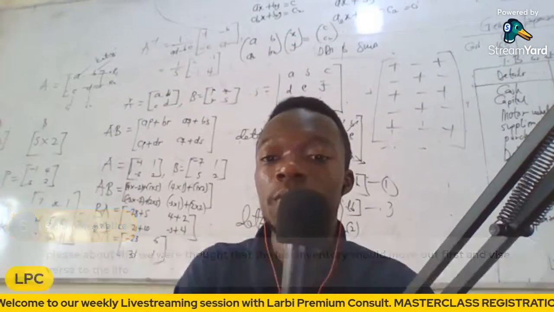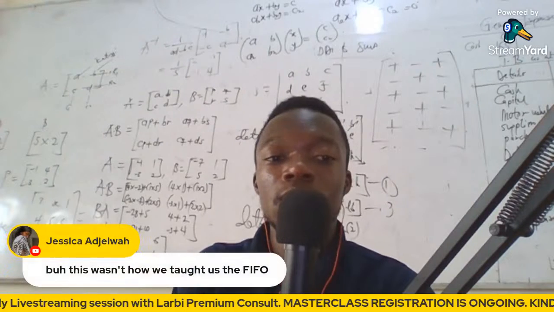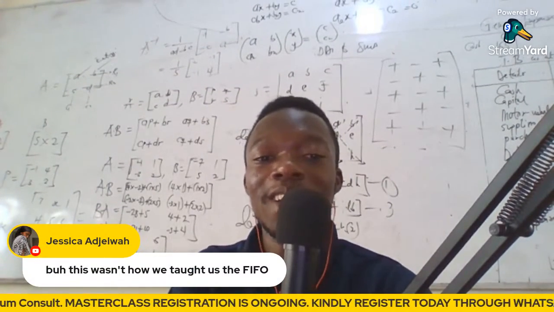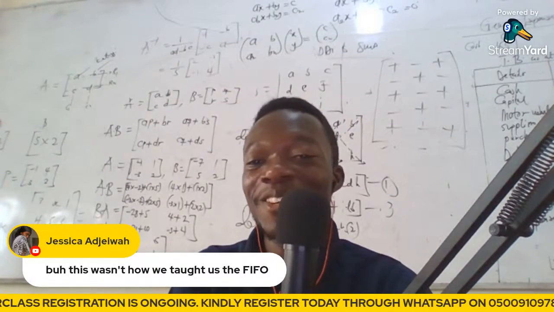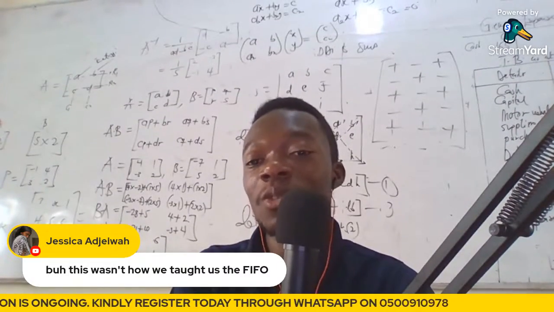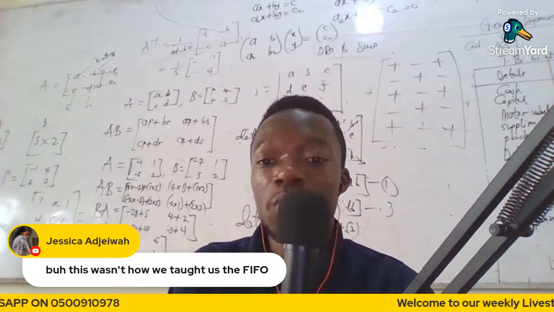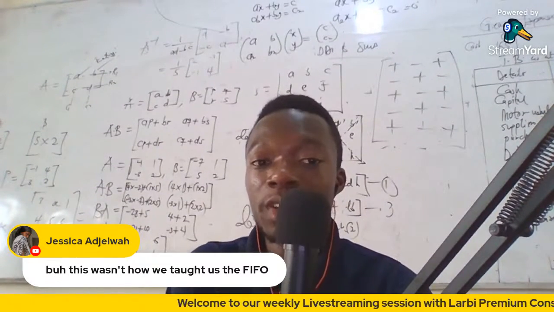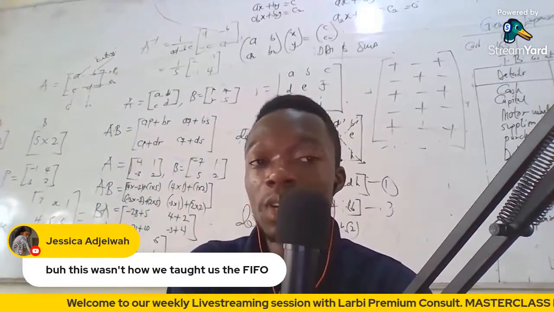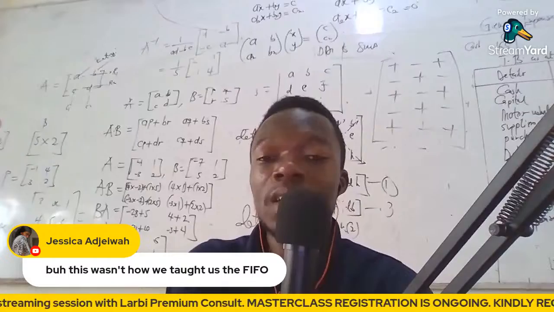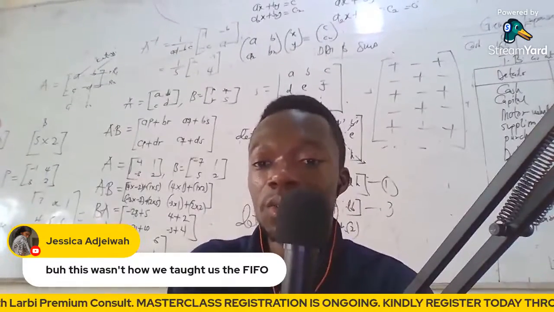Okay, that's fine. Jessica is saying that this wasn't how we were taught FIFO. Okay, but this is how you need to know it. I don't know where you learned it from, but I know that this is how the principle should actually work when it comes to first in, first out. The one that came in as the oldest or earliest inventory should be the one that goes out first, in that order. So let's take note of that.